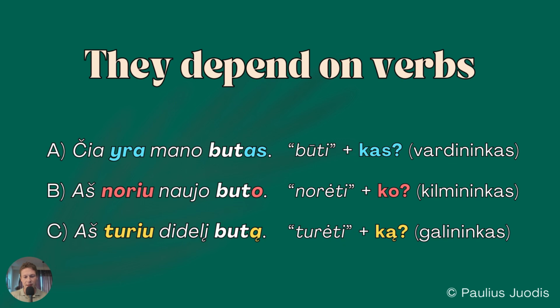But when there's an exact number, so in this case, I'm saying that I have one apartment, one large apartment, right? We can identify the quantity. We will use the accusative. And that's how most of the time the verb turėti will be used. So aš turiu didelį butą. So cases depend on verbs. If we have specific verbs, they will be accompanied with specific cases.